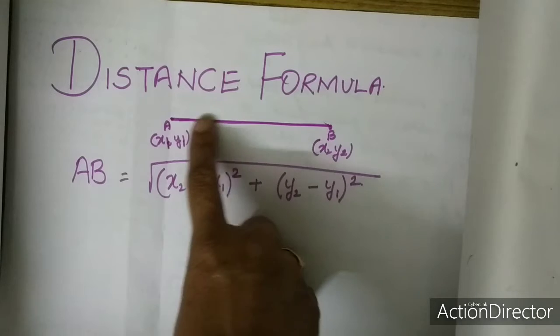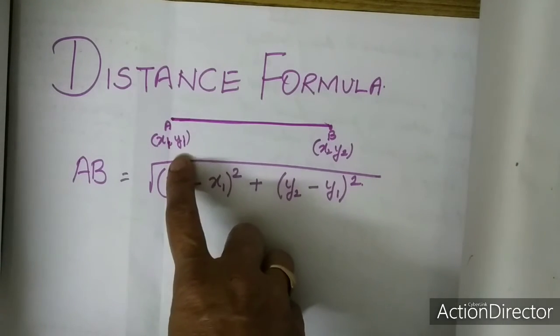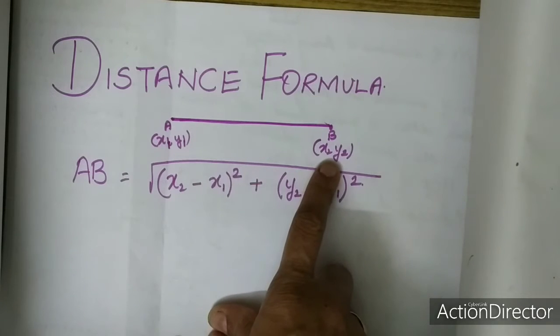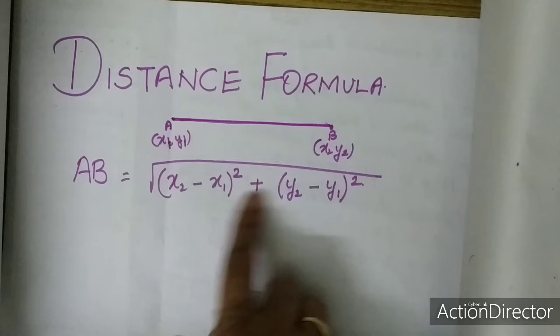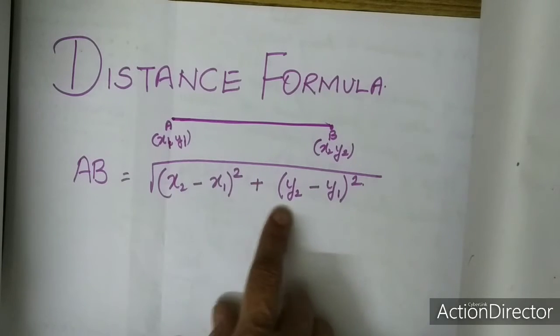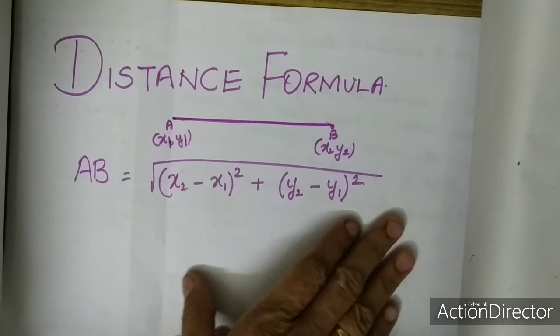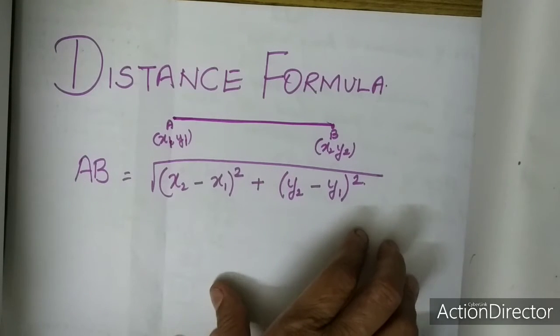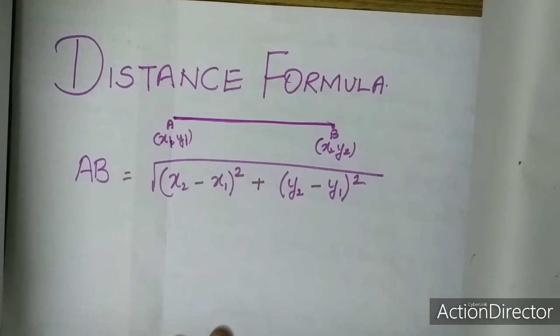Good morning all. Yesterday we saw the derivation of the distance formula, that is, A having the coordinates x1 and y1, B having the coordinates x2 and y2. So the distance AB is given by under root of x2 minus x1 whole square plus y2 minus y1 whole square. This formula will be used in your NCERT exercise 7.1. So let us start the exercise now.